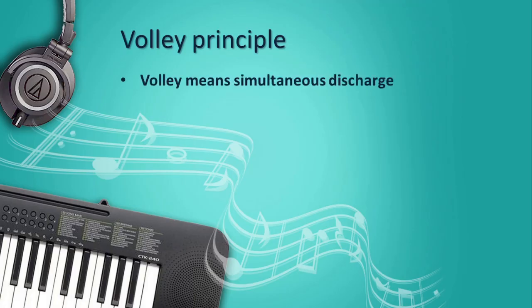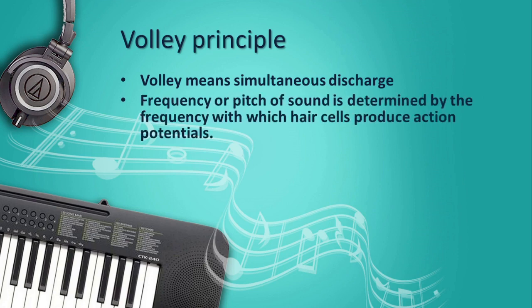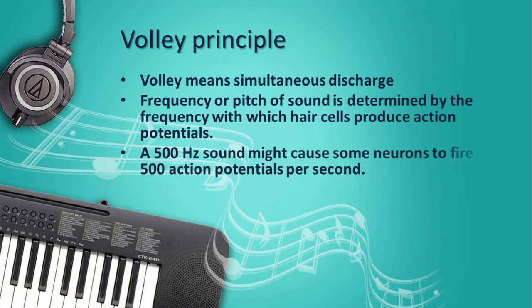Next, let us see about volley theory. The term volley means simultaneous discharge. Here we understand that several neurons are discharged simultaneously to a particular frequency of sound. According to the volley principle, the frequency or pitch of sound is determined by the frequency with which hair cells produce action potentials. For example, a sound with a frequency of 500 Hz may cause the neurons to fire 500 action potentials per second.